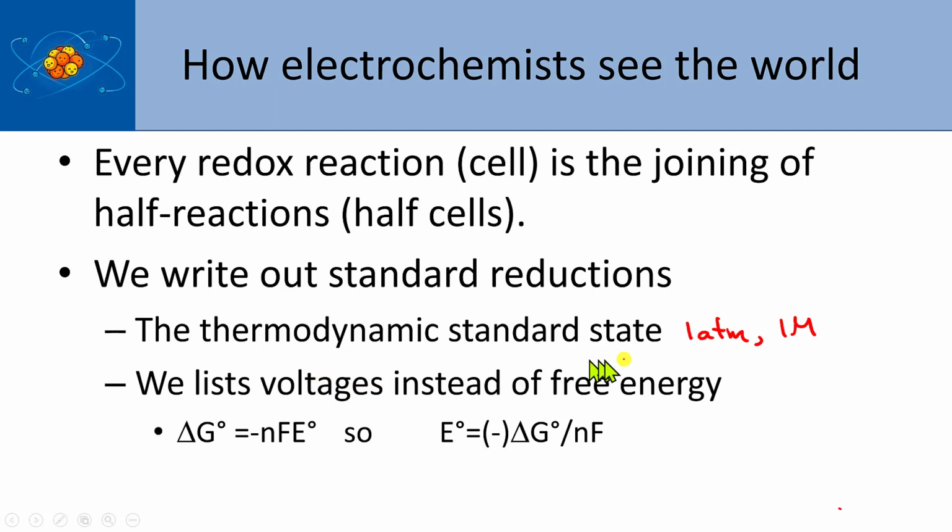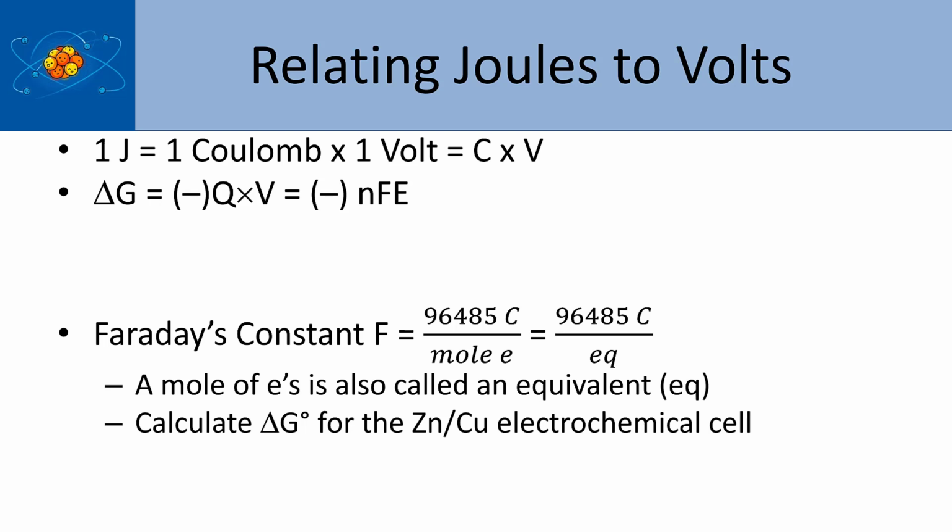We measure those using what's called a voltmeter, but we list the voltages of those half cell reactions. Now, this would be fairly useless if it wasn't directly related to the free energy of a reaction, and so in fact it is related to free energy, and this is the relationship that we use to convert between free energy and voltage. So let me explain to you really quickly what these different variables mean and how this conversion works out.